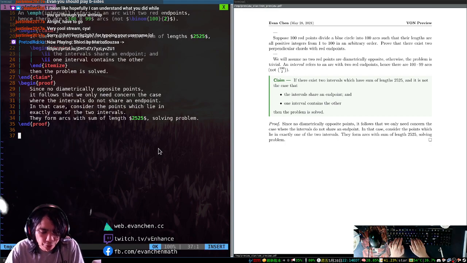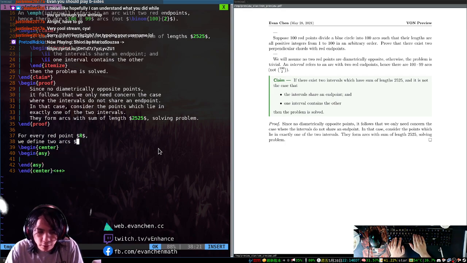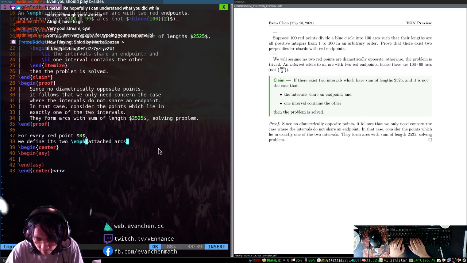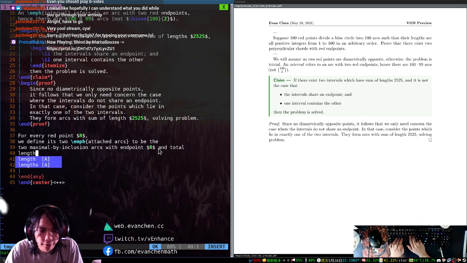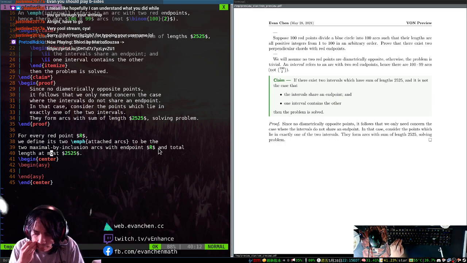Okay, and now for every red point R, we define its two attached arcs, alpha R and beta R, to be the two longest, maximal by inclusion, arcs with endpoint R and total length at most 25, 25. See figure below.